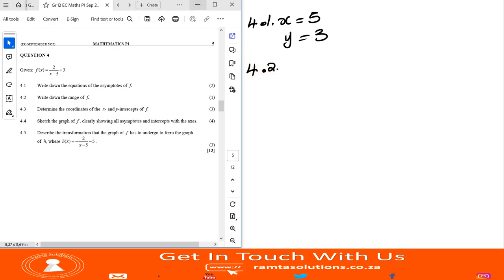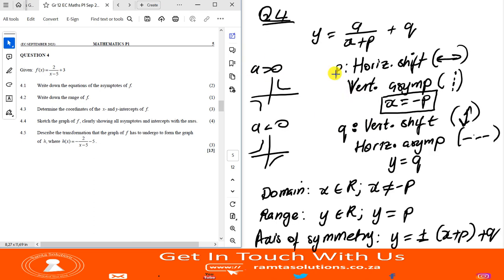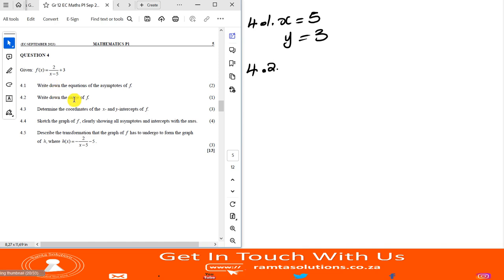4.2. By the way, guys, these are important summaries I would like you to remember. Do this when you are practicing until they are installed in your mind. But of course, in your exam, you don't have to be doing this. Now, write down the range of f.